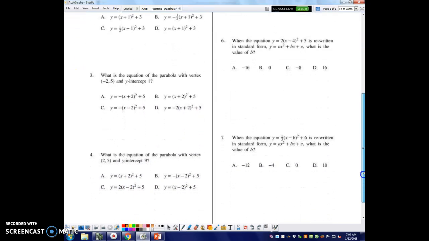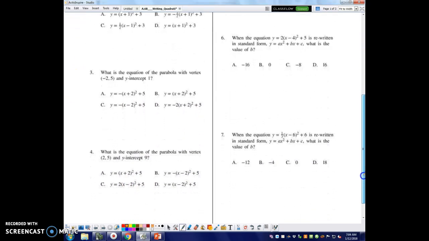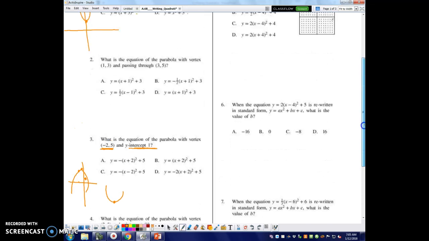Number 3 is a little bit different. Number 3 asks for the equation of the parabola with a vertex at (-2, 5). So you're looking for something with a vertex at x equals -2, going up 5. That's the vertex, and a y-intercept of 1. That one's going to look something like that. Again, type in each one and find the one that has a vertex at (-2, 5) and a y-intercept at 1. Remember, the vertex is that very highest or that very lowest point. Number 4 is done that same way.